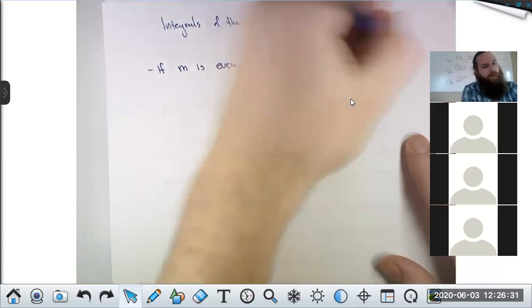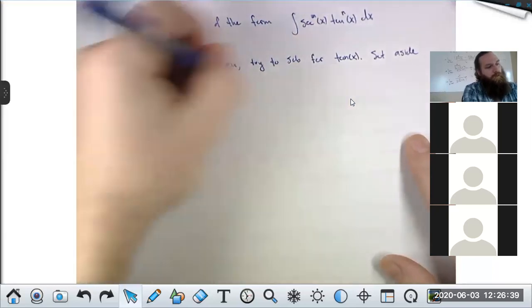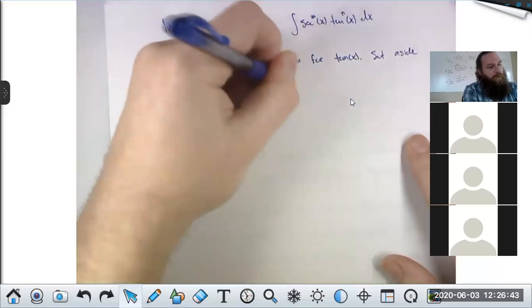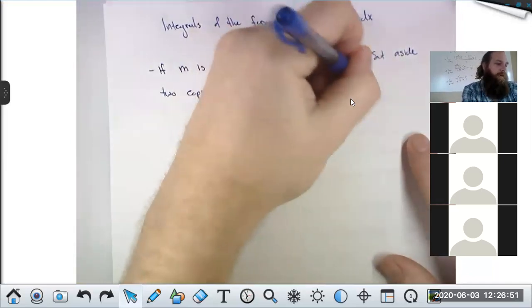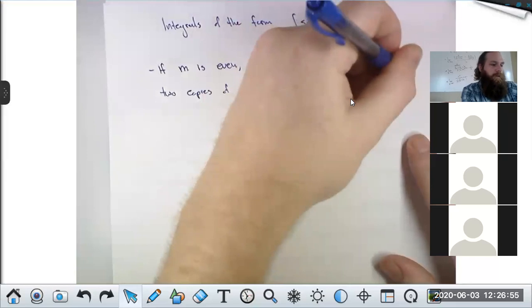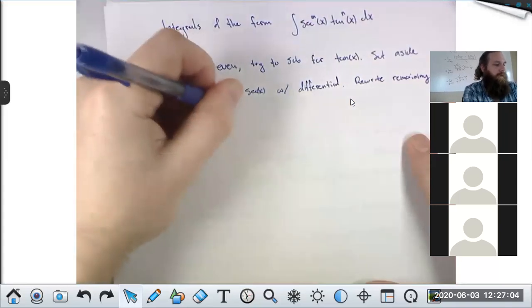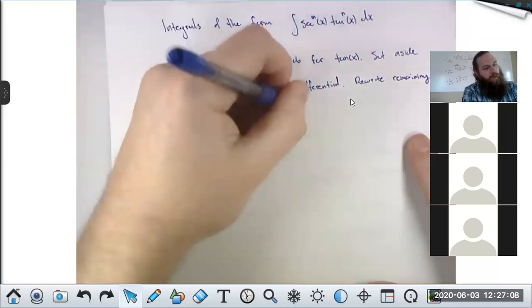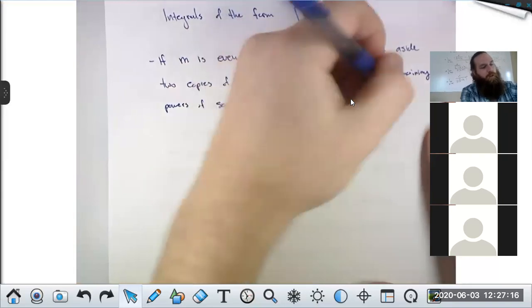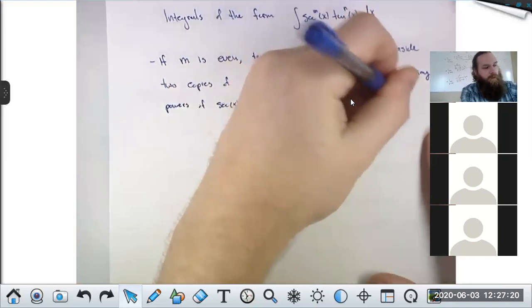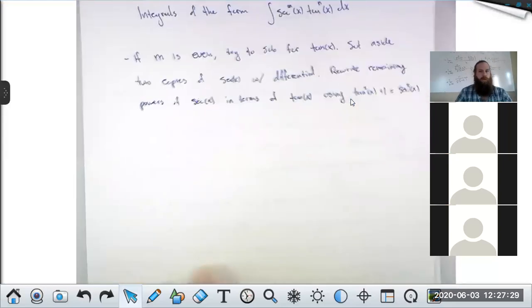This means we're going to set aside two copies of secant with the differential to make that substitution go through, and then rewrite the remaining powers of secant in terms of tangent, using the secant tangent version of Pythagoras, which is tan squared x plus 1 equals secant squared x. Right? That's like the sine squared plus cos squared equals 1, but for tangent and secant.